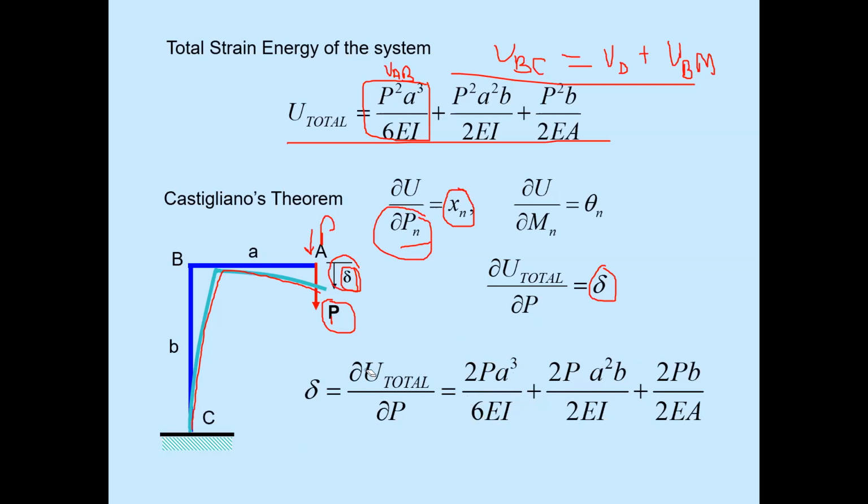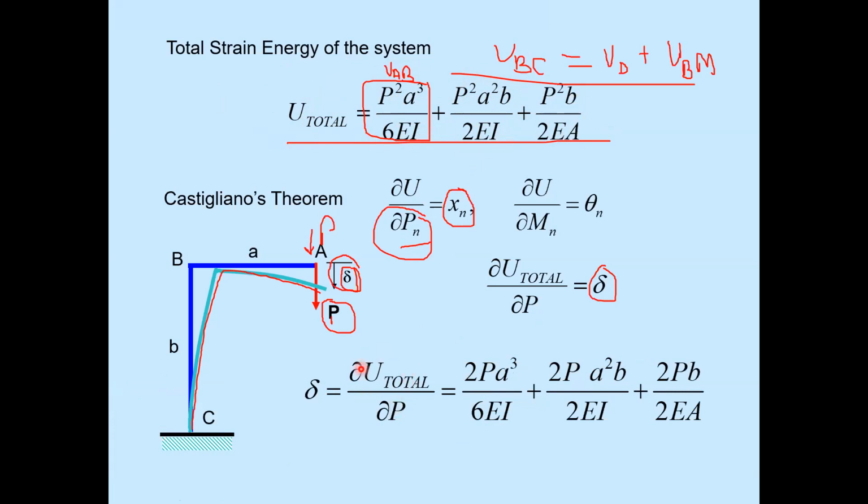So after integrating, U total is the total strain energy. That is P squared A cubed upon 6EI, this is the member AB, plus P squared A squared B upon 2EI, this is the member BC due to the bending moment, and P squared B upon 2AE, this is the member BC due to the direct force. That is the compression coming on the member.